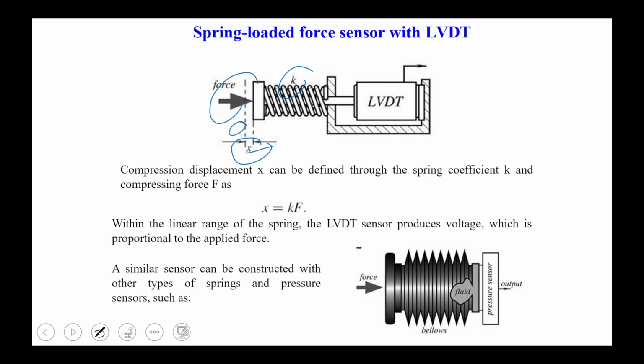So the compression displacement x is defined through the spring constant k. So x is equal to k into f, where k is the spring constant and f is the force we have to apply. Within the linear range of the spring, the LVDT sensor produces a voltage which is proportional to the applied force. So we have to convert these forces into voltage.